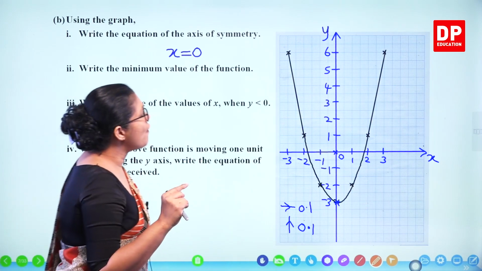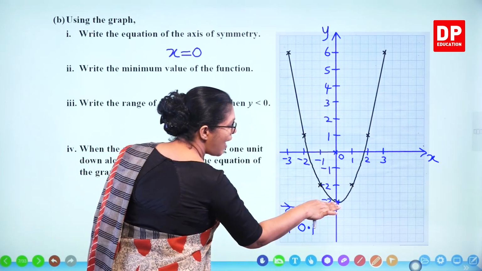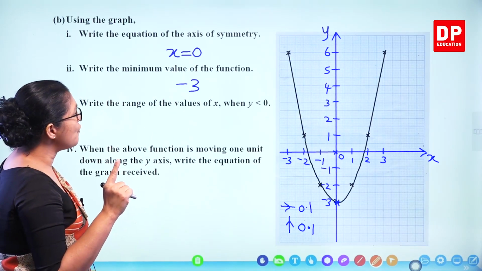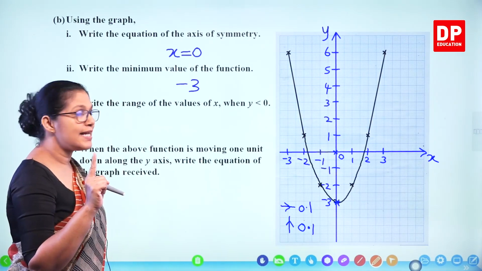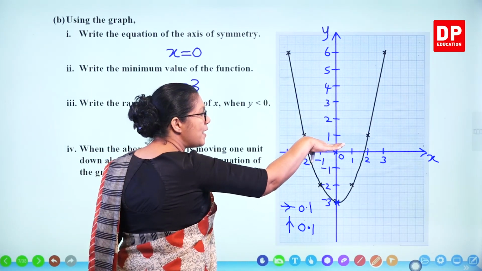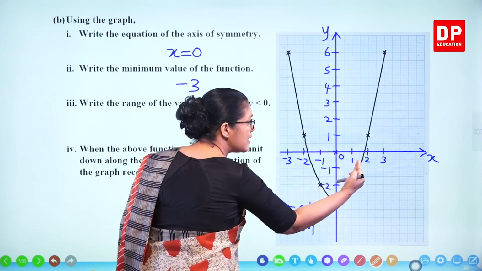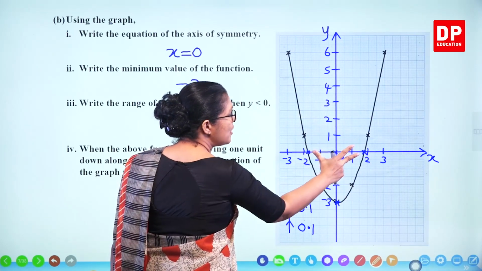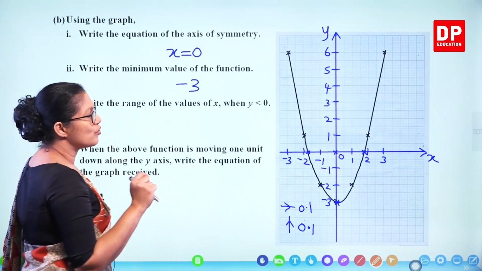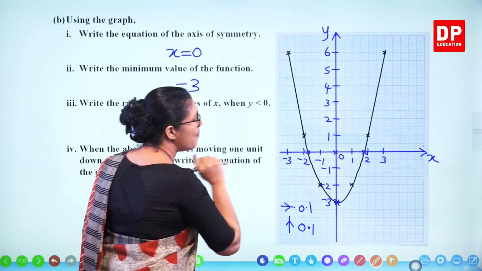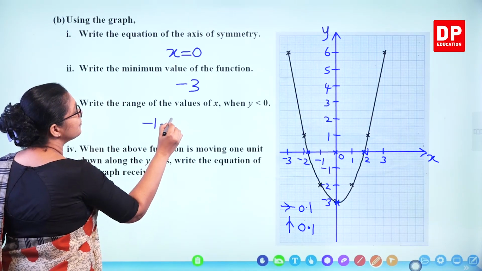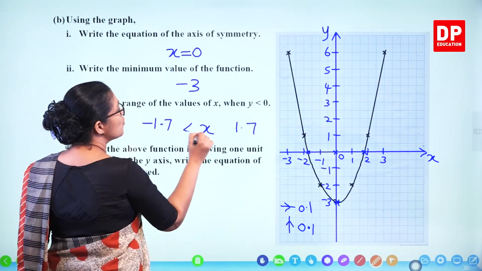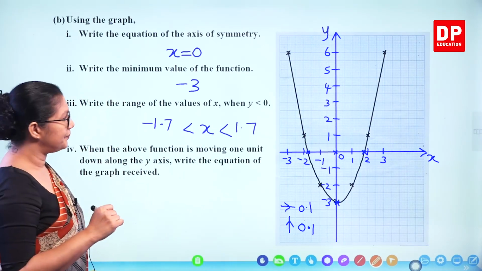Write the minimum value of the function. So the y value you have to write. So what's the minimum value? Minus 3. Write the range of the values of x when y is less than 0. That means negative values. So below the x-axis, you get negative values. So here to here, all the values in between these two, you get negative values. So what's this value? Minus 1.7 and plus 1.7. So x is in between these two values.